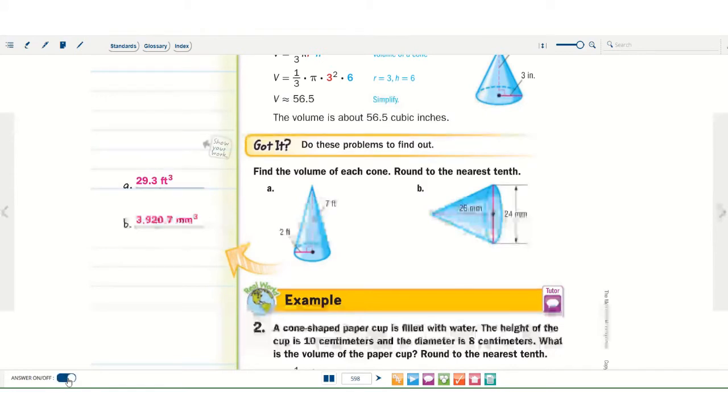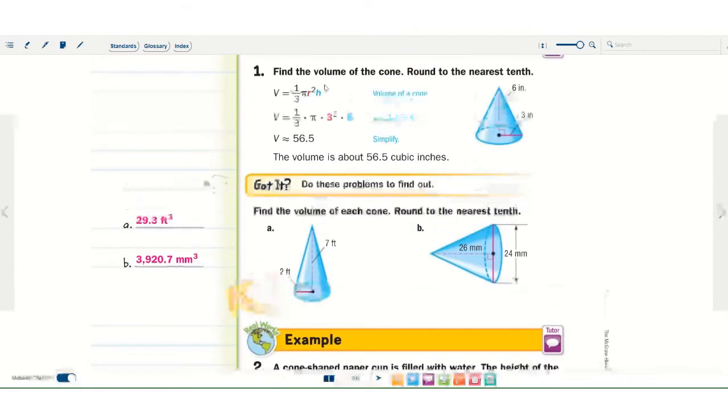When we take a look at A and B, A gives us a cone that has a radius of 2 feet and a height of 7 feet. So I should be thinking V equals 1/3 times pi times my radius, which is 2, and I need to square that, times 7. I would recommend practicing writing your formulas out when you are doing these, just to get in the habit and remember what they are. Utilizing the numbers they have given you, hopefully you came up with 29.3 cubic feet.